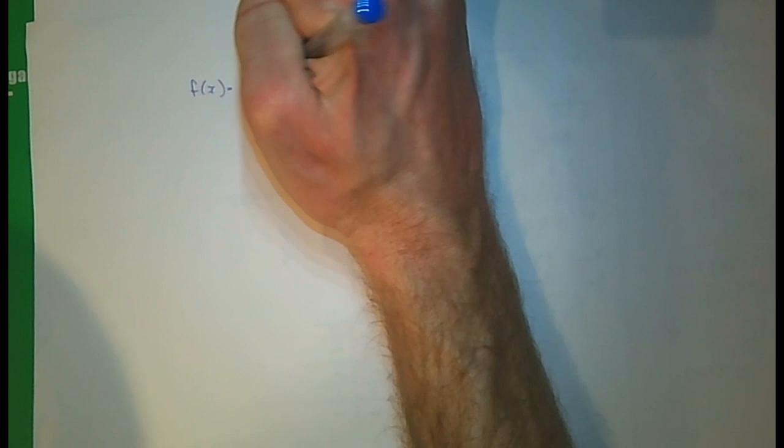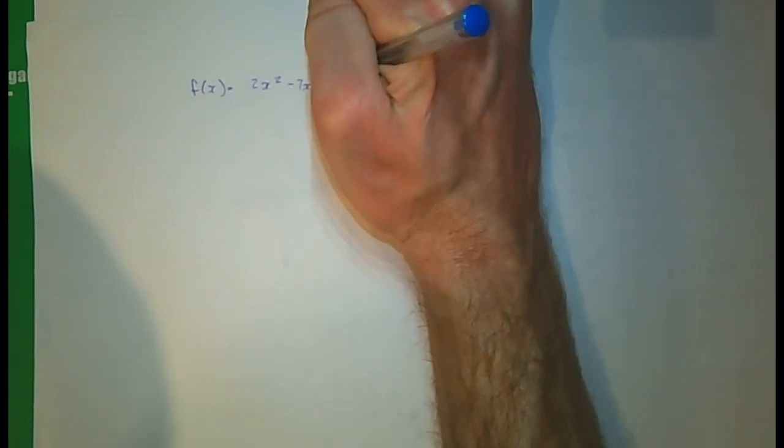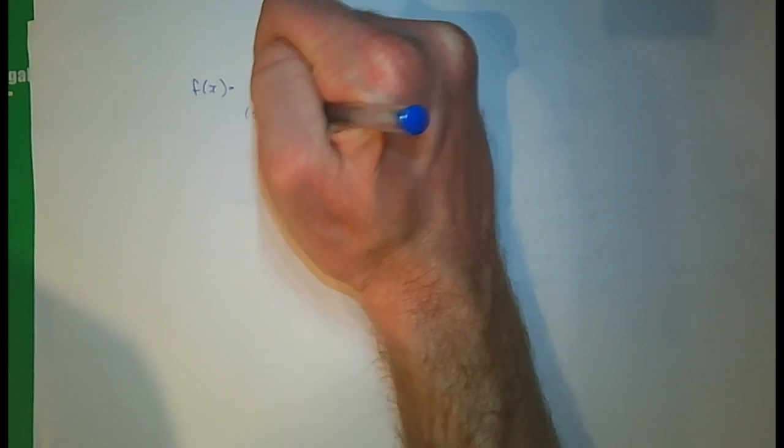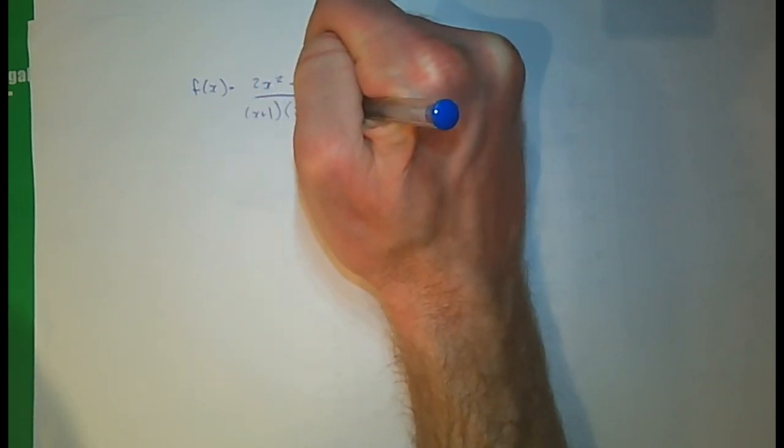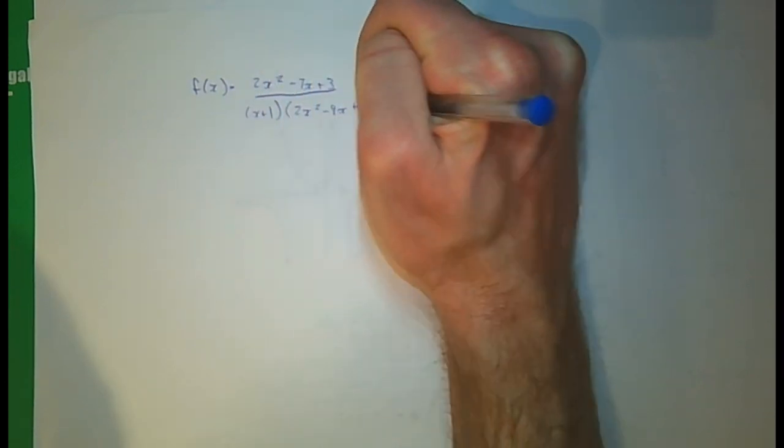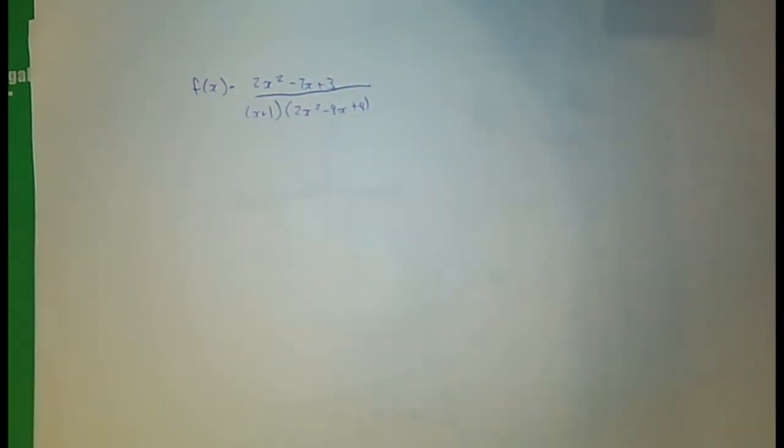So the next question is: sketch the function by finding the holes or asymptotes, x, y intercepts, and end behaviors where applicable. Okay, so we have here the function f of x is equal to 2x squared minus 7x plus 3 over (x plus 1) times (2x squared minus 9x plus 4). Okay, so factor everything first, always, no matter what.